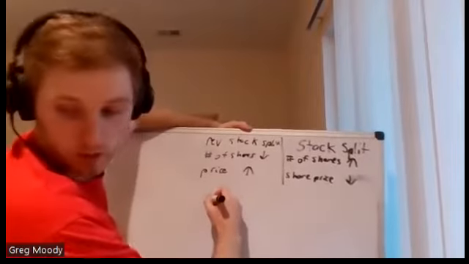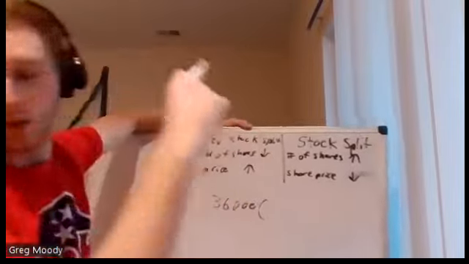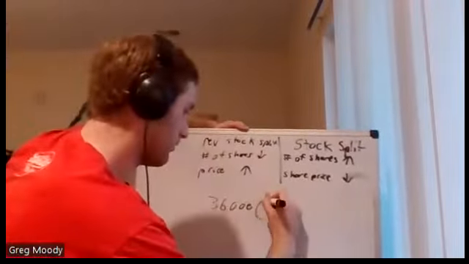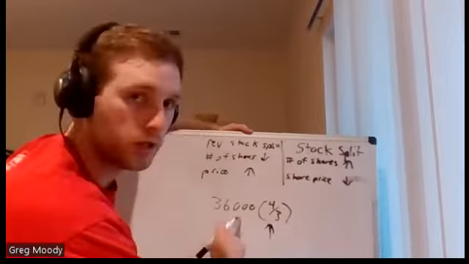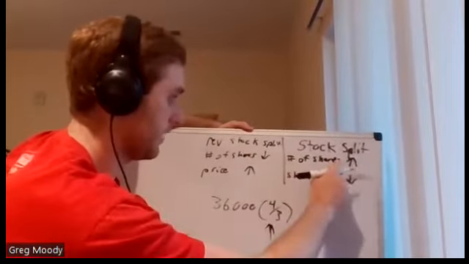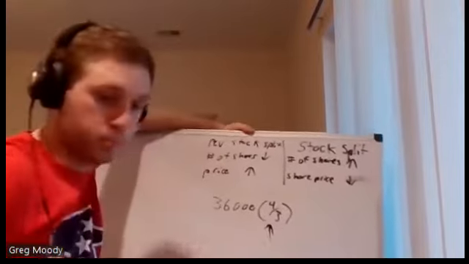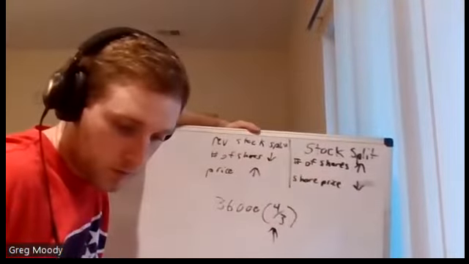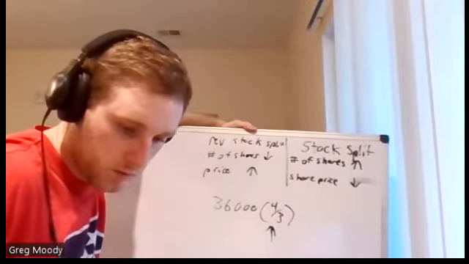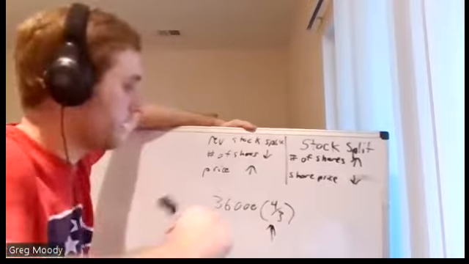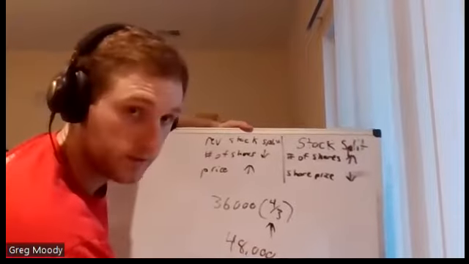So what we're going to do is take our shares, 36,000, and multiply it. We're doing a 4-for-3, so 4/3 is going to raise this number, right? So we will just multiply it by that. 36,000 times 4 divided by 3 equals 48,000. And that's it.